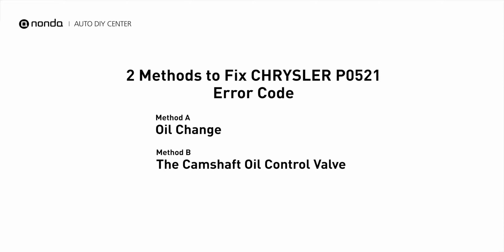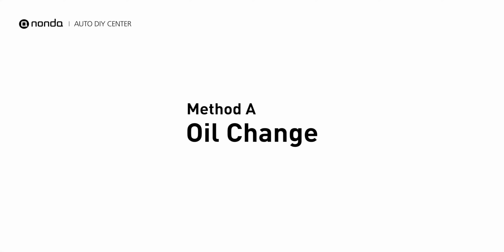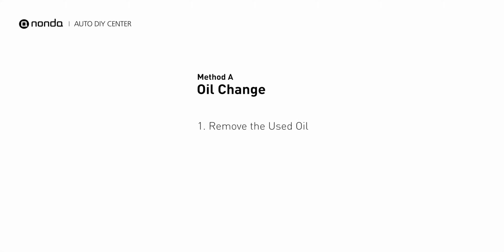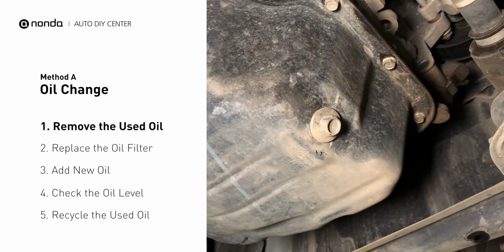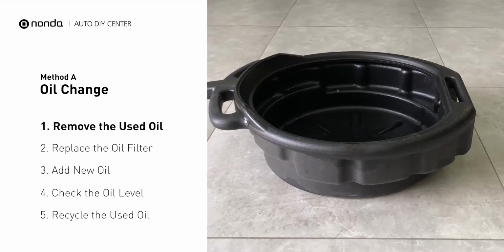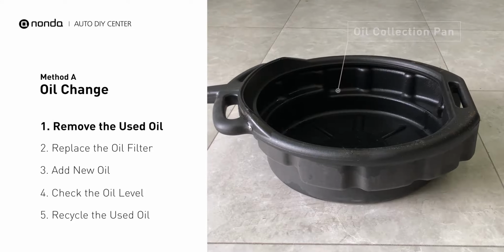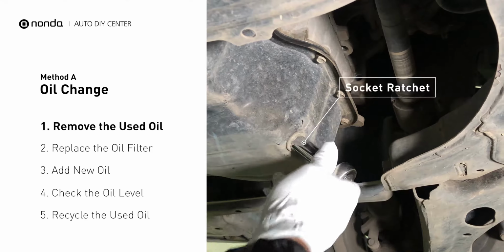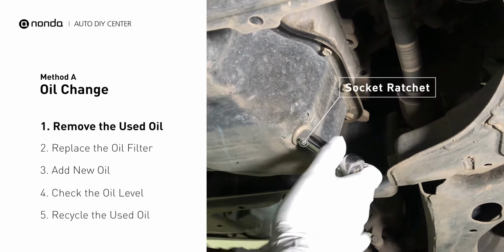Here are 2 of the most practical solutions to fix Chrysler's P0521 error code. Method A, oil change. Locate the oil drain plug on your vehicle and place an oil collection pan underneath it. Use the socket ratchet to remove the plug from the oil pan on your vehicle.